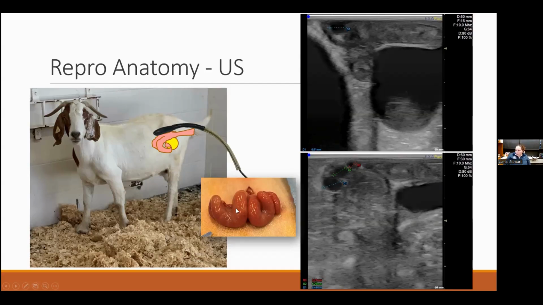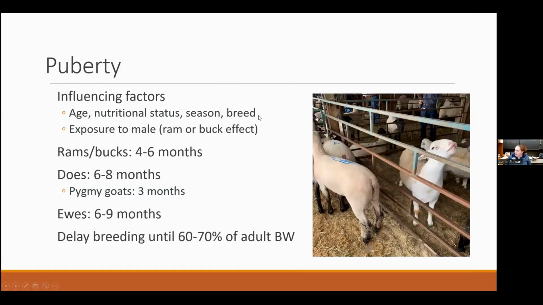And then this is just another picture from doing flushes, what the uterus looks like once we have it outside the body. So just kind of an introduction to understanding that anatomy and how we can use that when we're doing any kind of evaluation of them. Okay, so moving into a little bit of the physiology. I wanted to start with puberty, because obviously that's when they're starting to cycle.